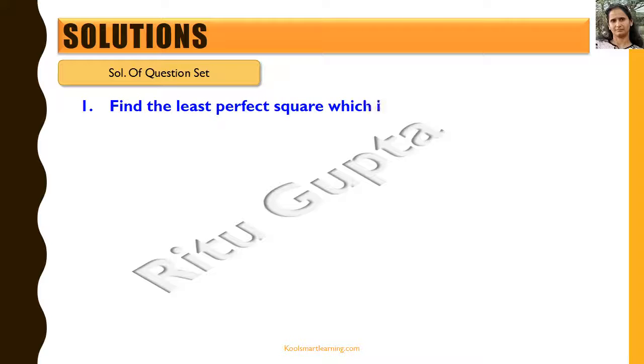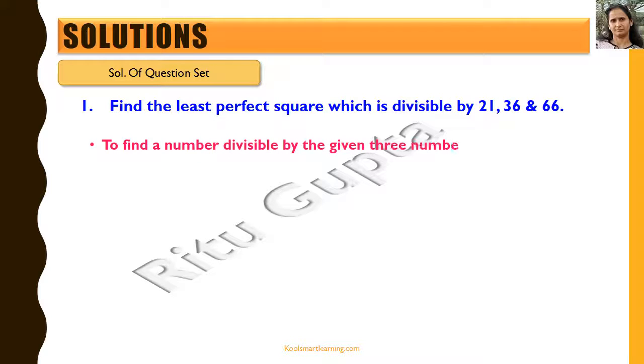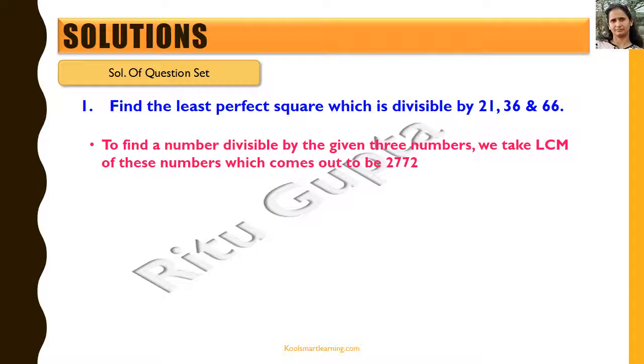The first question is, we need to find the least perfect square which is divisible by 21, 36 and 66. So let's see how we will do that. Now we have to find a number which is divisible by the given three numbers. So we take the LCM of these numbers, which comes out to be 2772.